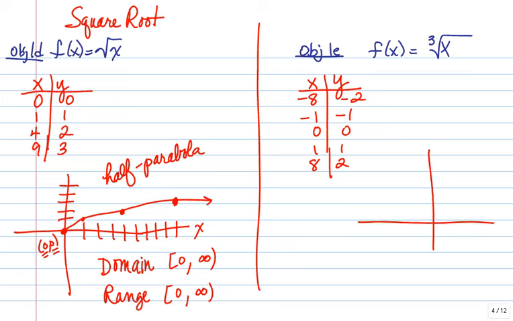So whenever you graph this, just put some labeling here. So if I have negative 8, negative 2, negative 1, negative 1, 0, 0, 1, 1, and then 8, 2. So this graph is going to come through here. Okay.